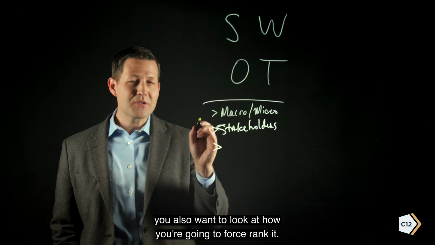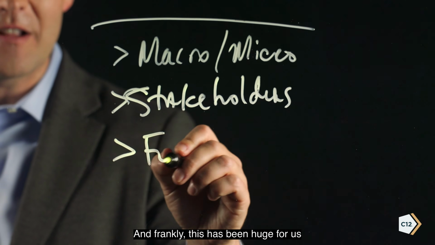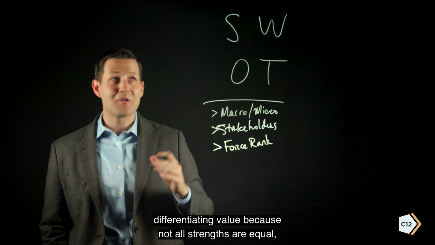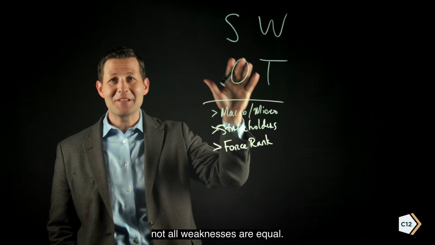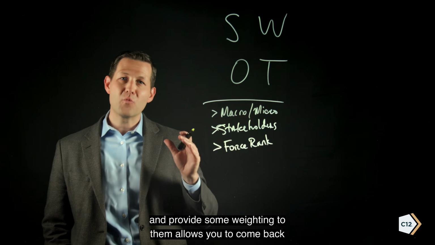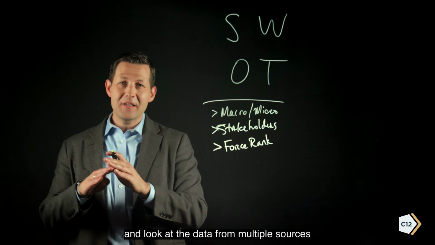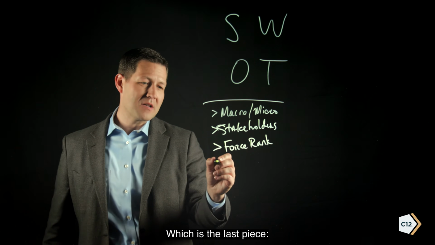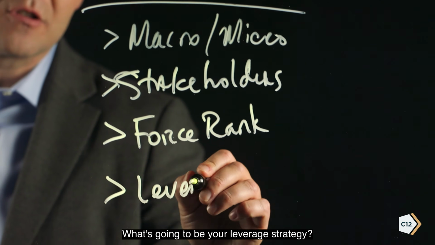But if you're going to do that, you also want to look at how you're going to force rank it. And frankly, this has been huge for us differentiating value, because not all strengths are equal, not all weaknesses are equal. So having each one of those groups force rank and provide some weighting to them allows you to come back and look at the data from multiple sources and then say, what are we going to do with it? Which is the last piece. What's going to be your leverage strategy?